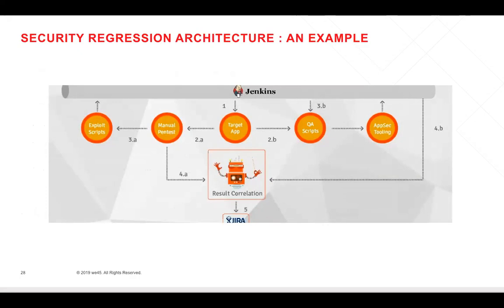You have your first target application. You could just follow the numbers on the screen in terms of the steps. The first time around, you would do only a manual pen test, and then you would record the scripts of the manual pen test and keep them with you. The second time that application comes in as a second version, it would be subjected to the QA scripts first, and then after the QA scripts, it will go to the application toolchain that we talked about.